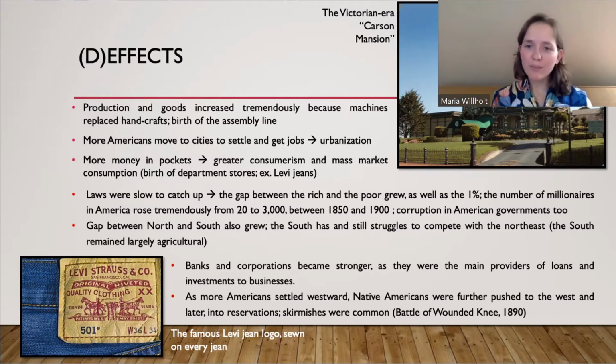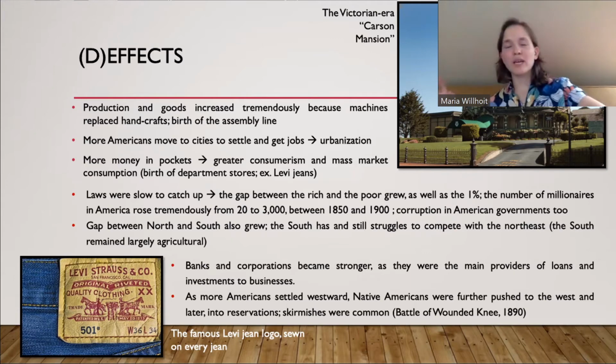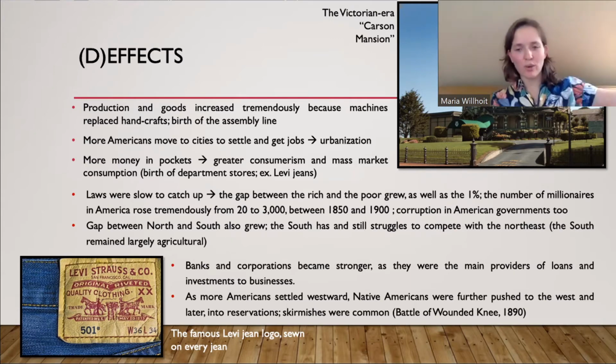And another big result of this is more Americans settle west, as I've said before. We have even more migration to the west, especially in the 1880s, 1890s. And of course, this just creates more and more conflict between Western settlers and Native Americans who were already pushed out west, even before the Civil War. And now they're going to be pushed out even more, or unfortunately, they're going to be killed.